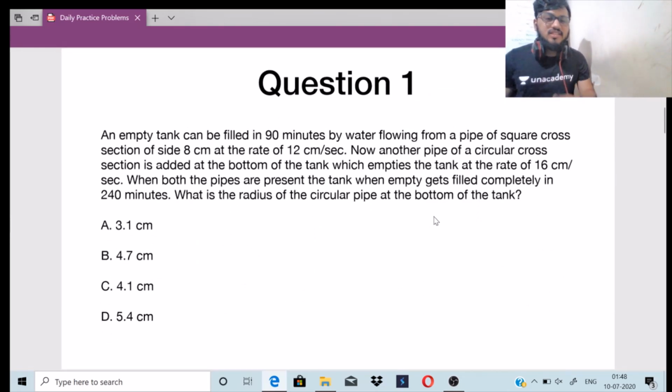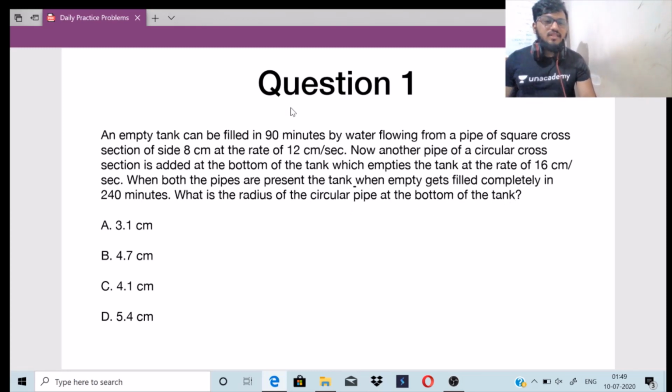The first question is as follows: an empty tank can be filled in 90 minutes by water flowing from a pipe of square cross section of side 8 centimeters at the rate of 12 centimeters per second. Now, another pipe of a circular cross section is added at the bottom of the tank, which empties the tank at the rate of 16 centimeters per second. When both the pipes are present, the tank, when empty, gets filled completely in 240 minutes. What is the radius of the circular pipe at the bottom of the tank?